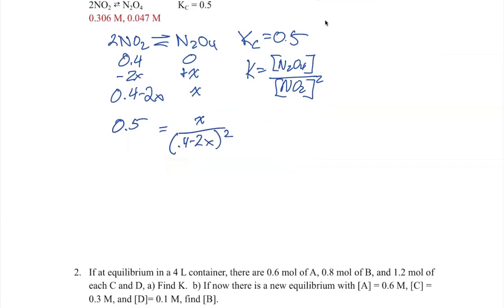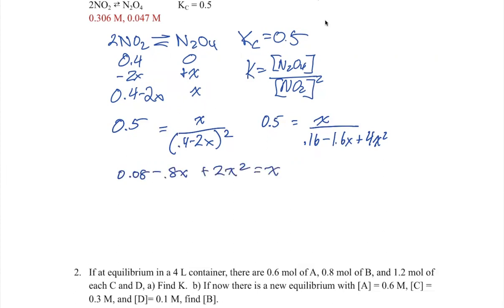The bottom, I'm not going to be able to square root both sides here, so I'm going to need to FOIL the bottom. That'll give me 0.16 minus 1.6x plus 4x squared. Now, cross multiplying, I'll have 0.08 minus 0.8x plus 2x squared equals x. Rearranging, and I'm going to write in descending order, I'm going to have 2x squared minus 1.8x plus 0.08 equals 0.